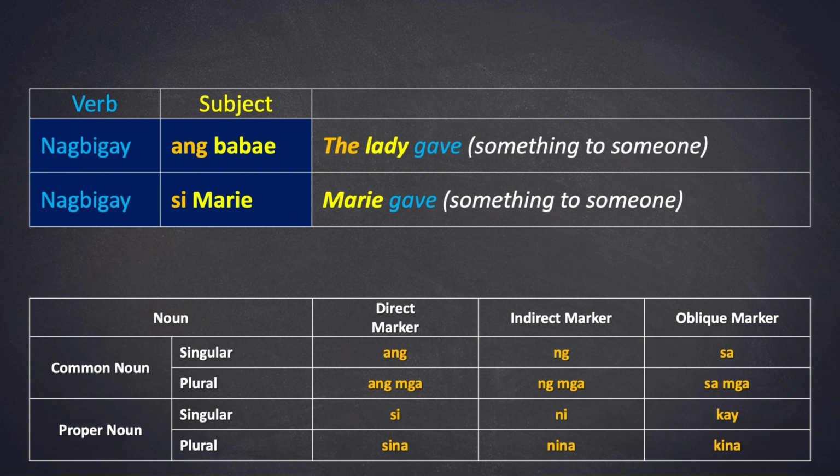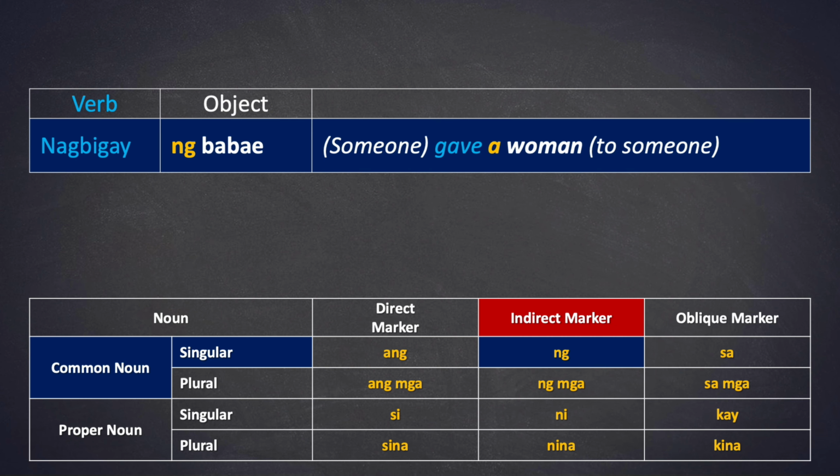But what happens if we use an indirect marker, like the indirect marker ng? Let's see. Nagbigay ng babae. Someone gave someone a woman. What's happening here? First, ng babae is the object and not the subject. It is the object that receives the action from the verb nagbigay, gave, or in this context, given away. The subject in this phrase is not mentioned, but the phrase can stand on its own and can mean what is said, that someone gave someone a woman, which sounds terrible on many levels.